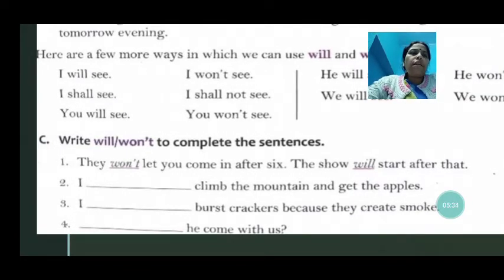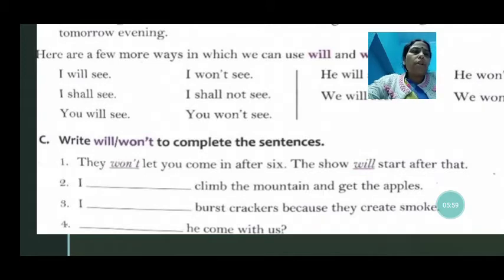They won't let you come in after 6. The show will start after that. That means there is no way that he can come after 6. He will have to come before 6 because the show will start, and they will not allow him to come after 6.